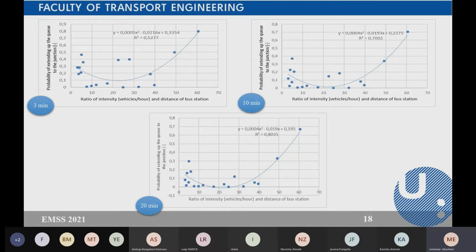In contrast, at the same location where the intensity is threefold, the probability is almost 0.7. So we can decide to move the stop farther away from the junction and reduce this probability. The value of the coefficient of determination in the figures shows that with decreasing bus headway time, the methodology is more accurate.